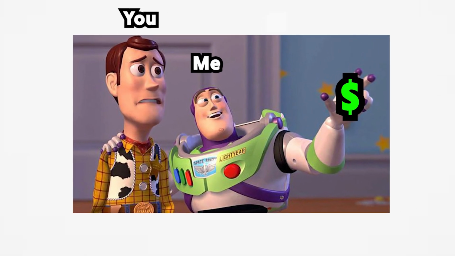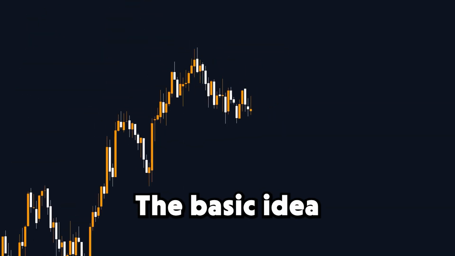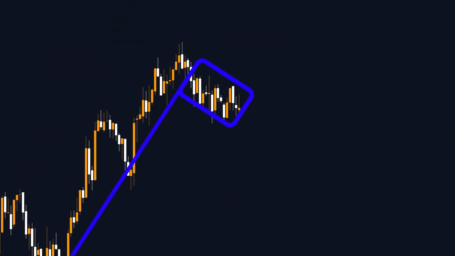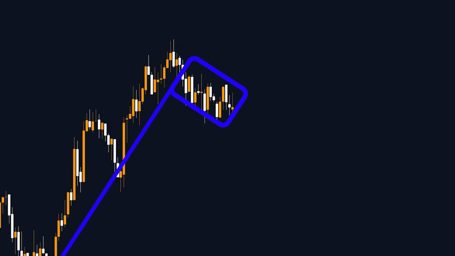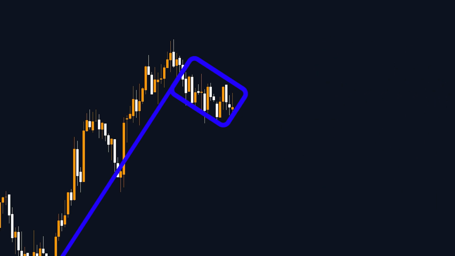So let me show you how to consistently catch these trading traps and profit off of them. The basic idea to identify these trading traps is to look for a trend and a consolidation right after. This is where a lot of traders see a specific pattern known as a bullish flag, just like this one. The thought process of these traders when they see a pattern like this is to assume the trend will continue higher after the consolidation period.